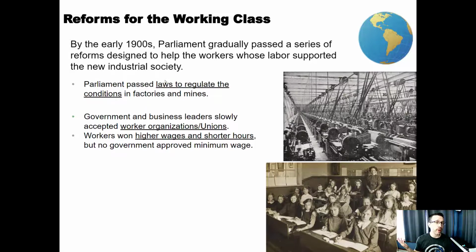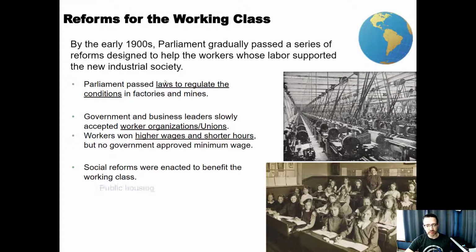Workers won higher wages and shorter hours, but that wasn't necessarily a government-mandated minimum wage. But because of unions, there became more industry standards of what wages might be. Okay, which is good to grow the middle class, which we benefit from today. There's also social reforms, public housing, free elementary education for all children.